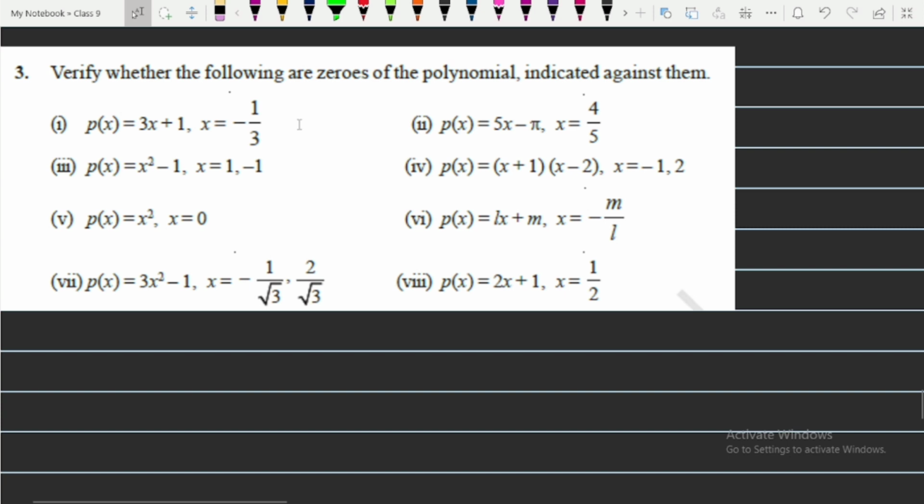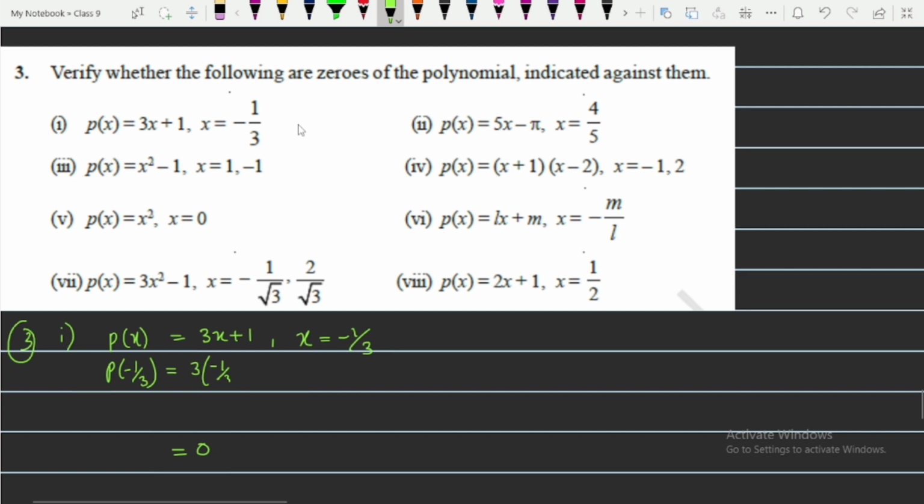So we'll take the first question, question number 3. In that, the first one is p of x equals 3x plus 1. Here the x value is given as minus 1 by 3. First we put x equal to minus 1 by 3 here. If the answer comes 0, then it is a zero, otherwise it is not a zero of the polynomial. So I want to find p of minus 1 by 3. Here 3 into x, in place of x you put minus 1 by 3, plus 1.